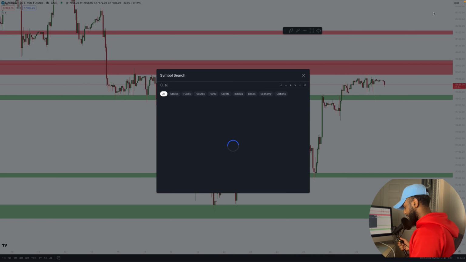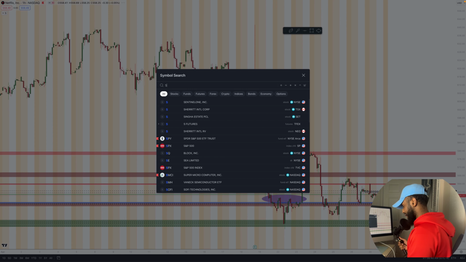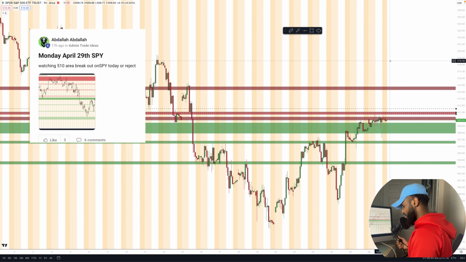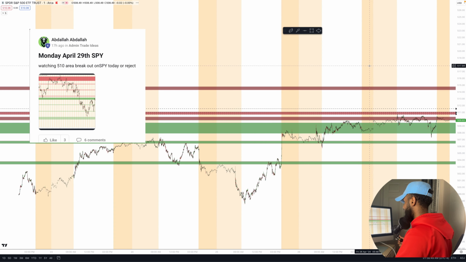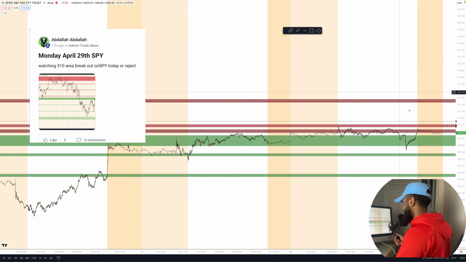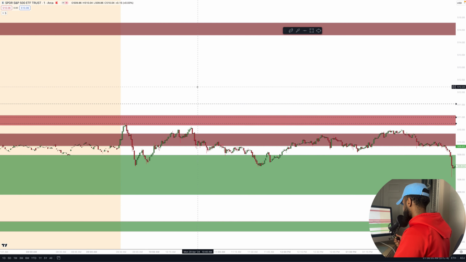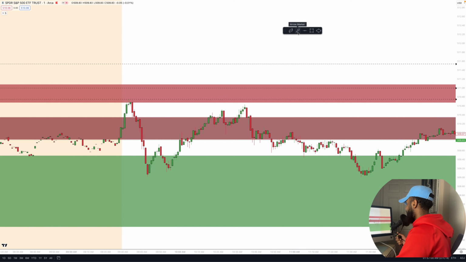Alrighty, guys, so my first trade was on SPY this morning. So I said once we break out of that 510 zone, that is what I am watching for SPY, and that was right from market open. Right when the market opened, I was looking at this 510 range for SPY for us to break out of it, and I took a long position right from the open.